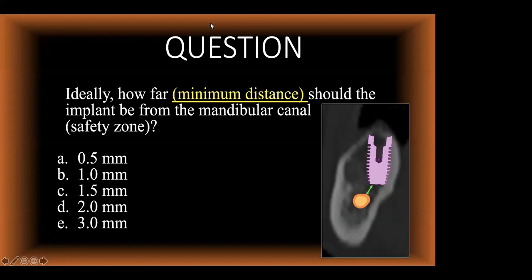So let's go to another question. When we're treatment planning this for the implant, how far minimum distance should the implant be from the mandibular canal or the mental foramen? Also what we call the safety zone. So let's, Robert, can we have that question? And please select one of those answers and press submit.